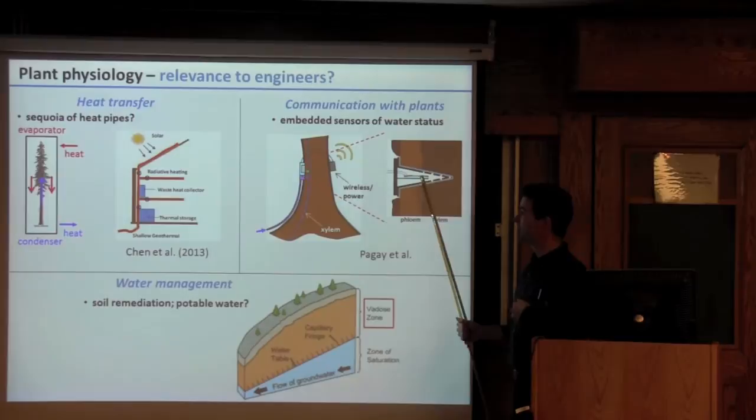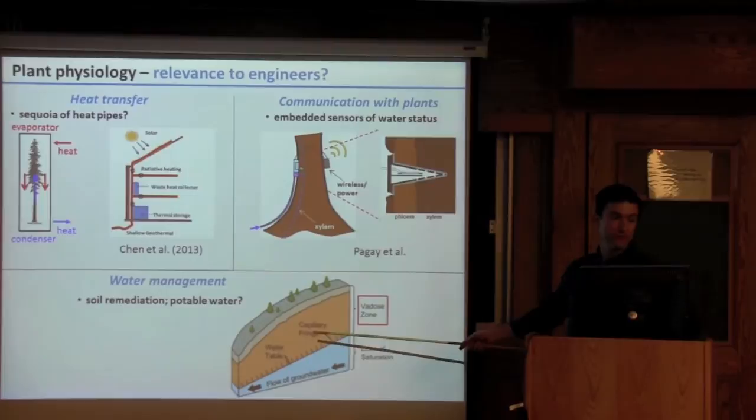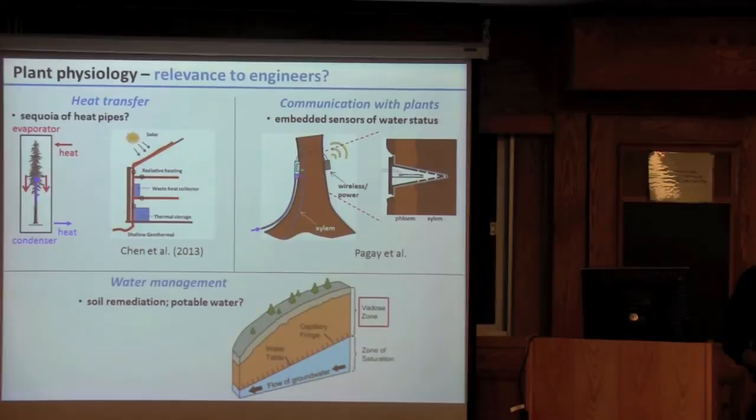A topic that we're just beginning with a new student is the extraordinary process that plants use to live with their roots outside of the water table, to be able to extract the pure liquid water that they need to live from subsaturated soils. That's a kind of truly magical seeming process from an engineer's point of view, a type of reverse osmosis that we simply don't do, and it would be very nice if we could.